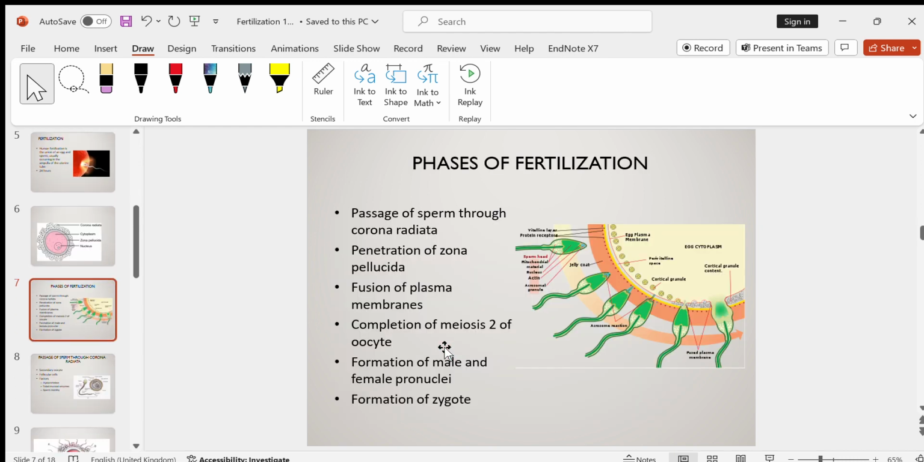What are the various phases of fertilization? First of all, the sperms have to pass through the corona radiata, that is the outermost layer. Then they will penetrate the zona pellucida. After that, the fusion of the plasma membrane of the sperm and the oocyte occurs. Next, the completion of meiosis II of the oocyte occurs after the process of fertilization; until then, it is arrested. Finally, there is formation of the male and female pronuclei which will fuse and a zygote will be formed. These are briefly the phases of fertilization.